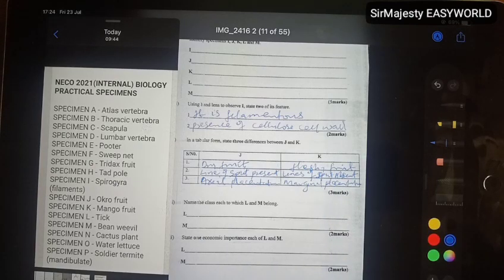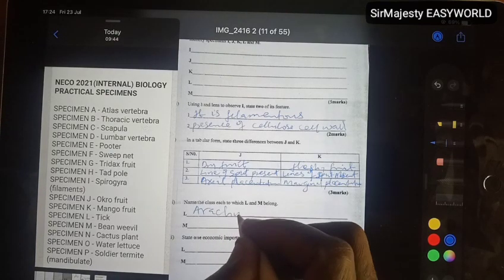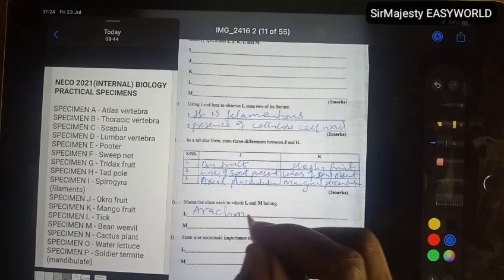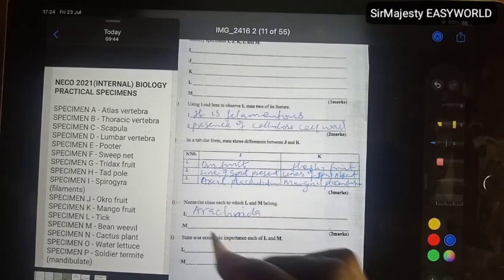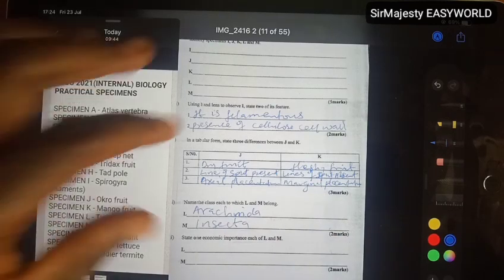Then the next one is name the class in each to which L and M belong. L is a tick, which belongs to the class Arachnida. Then M is a bean weevil, an insect, class Insecta. That's the class.